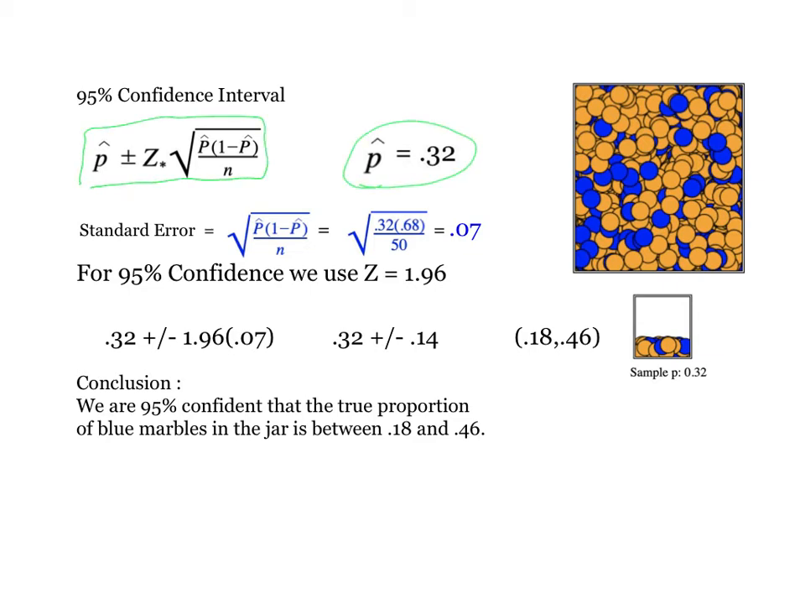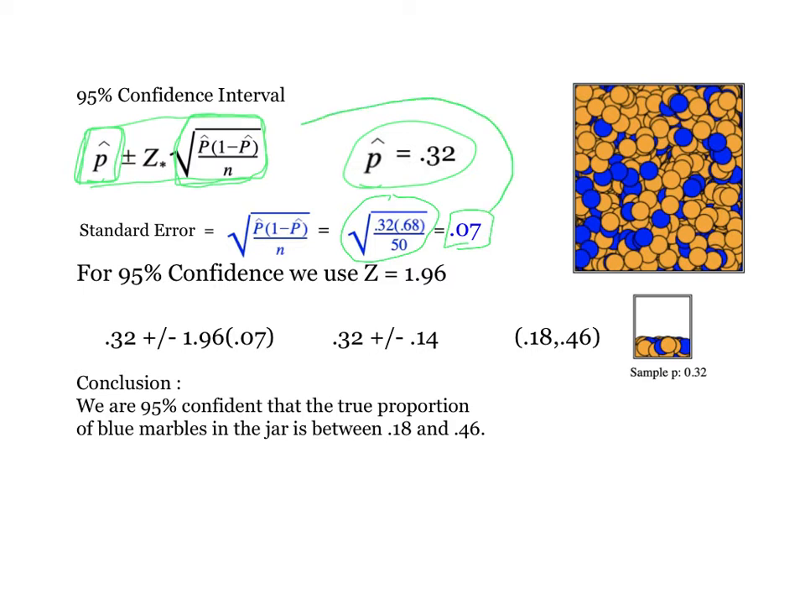And I know my p hat was 32%. That's what we got on the previous slide. So let's calculate the standard error, which is the stuff in the square root. So that would be the square root of p hat times 1 minus p hat over n. And I know p hat was 32%, so 1 minus p hat would be 68. And I divide by my sample size of 50. Don't forget to take the square root in the end, and I get 7%. So 7% will be my standard error.